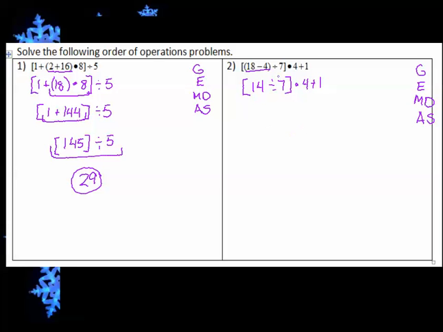Then I need to finish what's going on inside my bracket. So I have 14 divided by 7, which gives me 2. Times 4 plus 1. Now remember, one number inside of a grouping is like a fake out. It's a trick. So I don't have any more groupings. I don't have any exponents. Now I have multiplication or division, yes. I have this 2 times 4, which gives you 8. And I still have plus 1. And 8 plus 1 gives you 9. So your answer for number 2 should be 9.